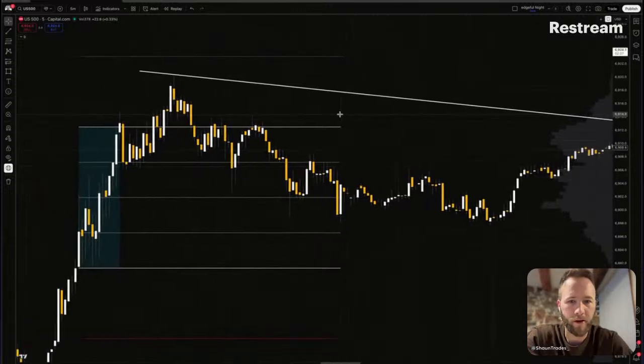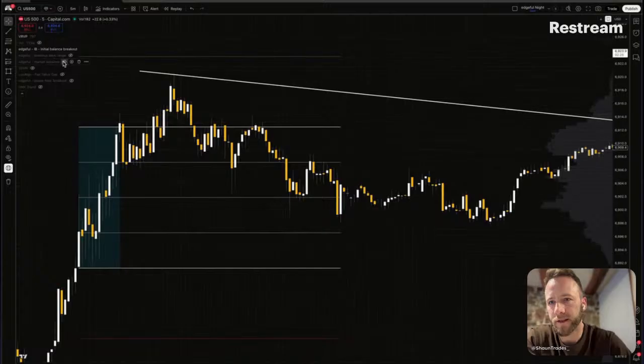And of course that's the market close last night, and we'll pop on the market sessions indicator to represent that. This is a really cool indicator, actually, I must admit.